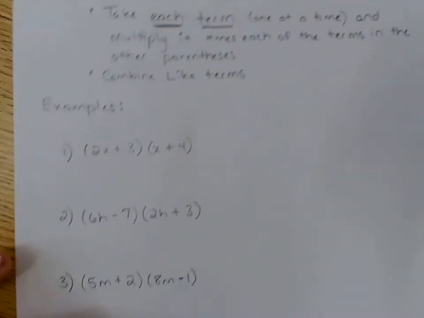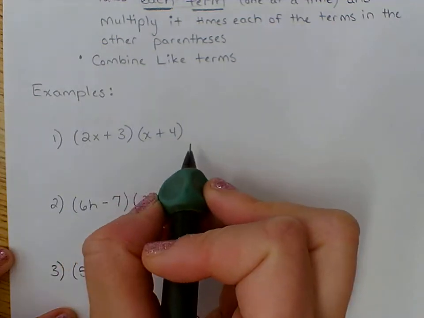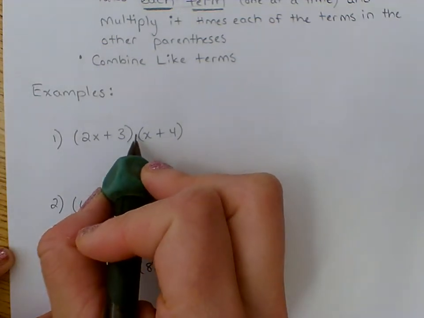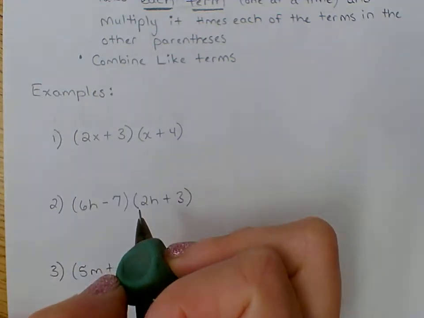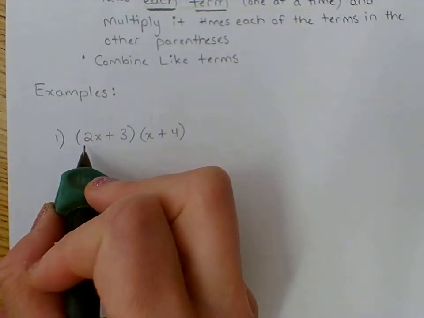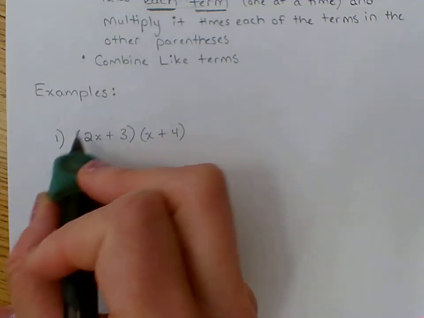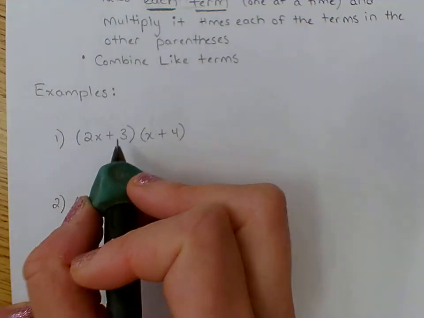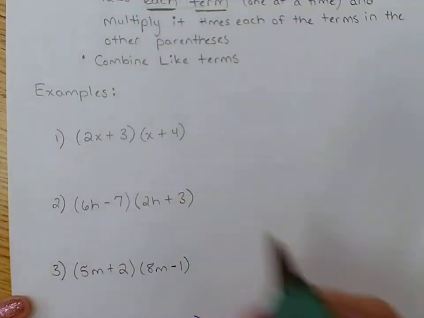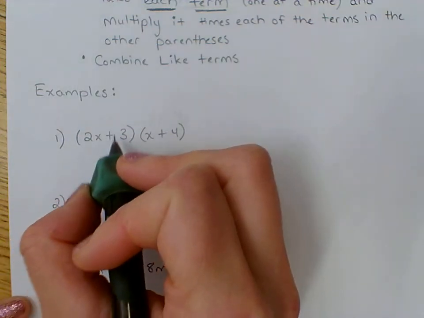All right, so let's do some examples. Notice the way that you know that you're supposed to be multiplying them is, remember, you look between the parentheses, and if there's nothing between them, that means that you're multiplying. You're going to look at how many terms are in one parentheses, because that's going to tell you how many terms you're going to have to take times the other parentheses. And remember, your terms are separated by your plus and minus signs.